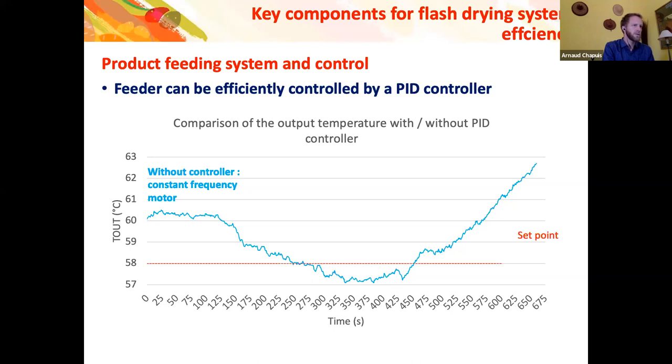On the other hand, what we did to improve that is to install this small PID controller, in which you can set an output temperature value. And this is the result you will get with a PID controller: the outlet temperature is very stable. As a consequence, the product moisture is very homogeneous and consistent.